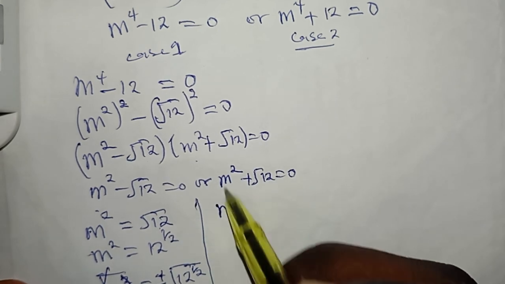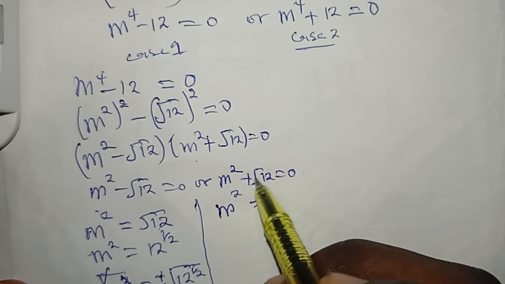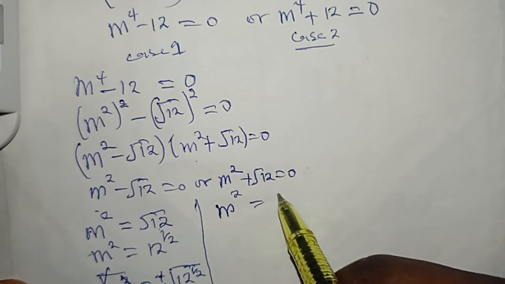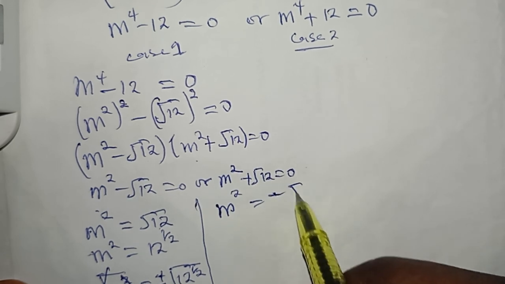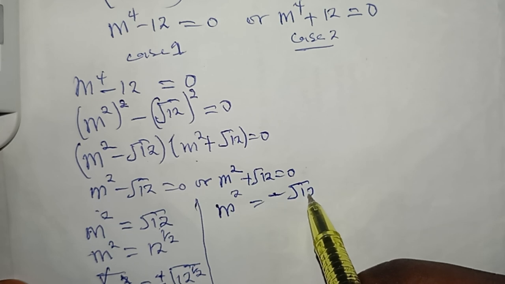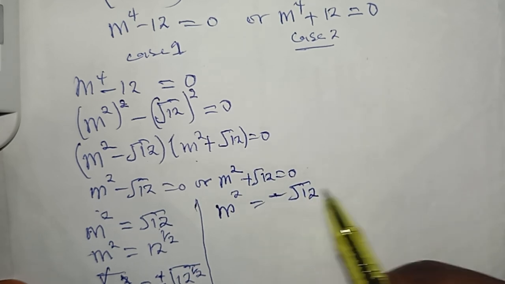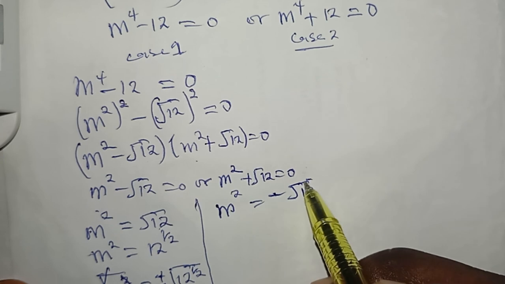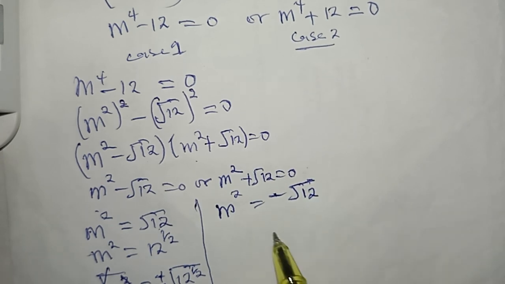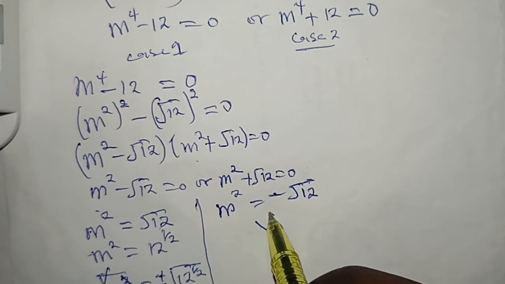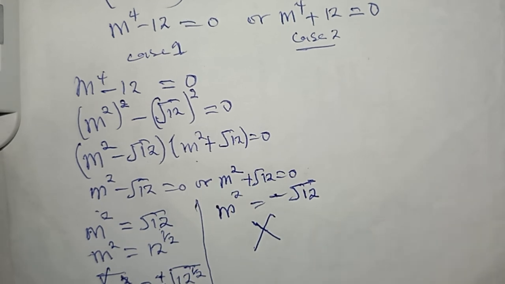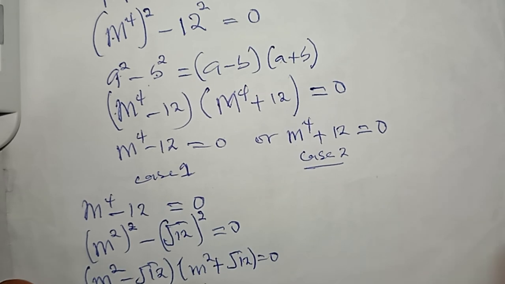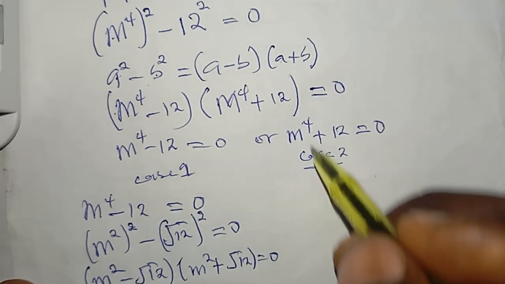Then here m squared is equal to, I can move this to the right hand side, so that m squared is equal to minus root 12. You can see that there is no real solution to this, so I'm going to reject this. So there's no real solution to this, and then this one is over. Then we can come over to case 2.